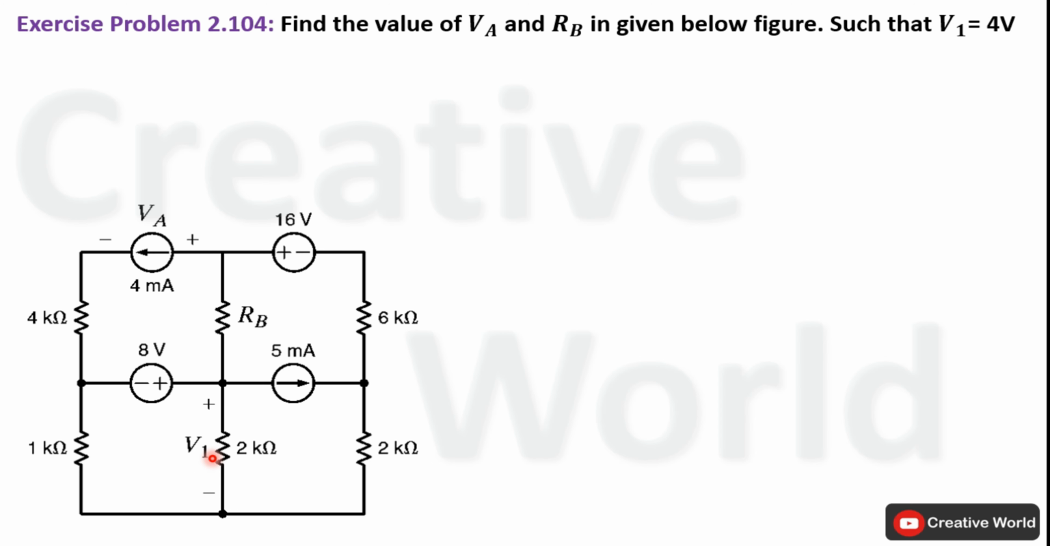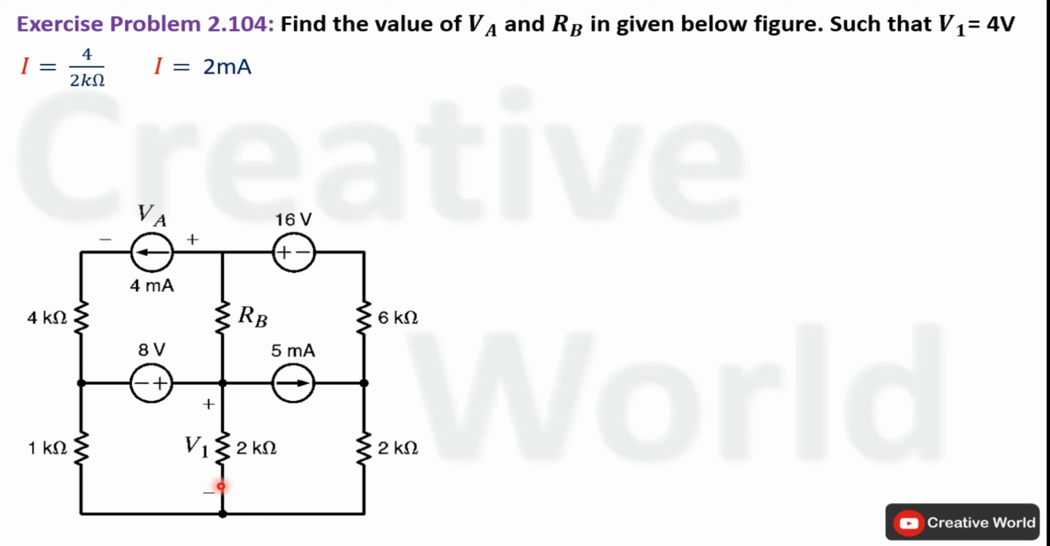First of all, current through this resistance will be calculated because voltage across it is given. So using Ohm's law, current through this resistance will be equal to 4 volt divided by 2 kilo ohm. The value of current will be 2 milliampere and the direction of current will be downward because in order to make this terminal positive, current should enter from this terminal and leave from this terminal.